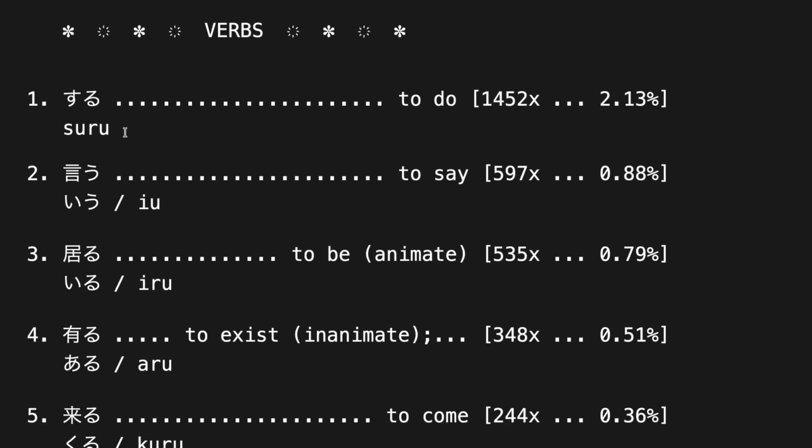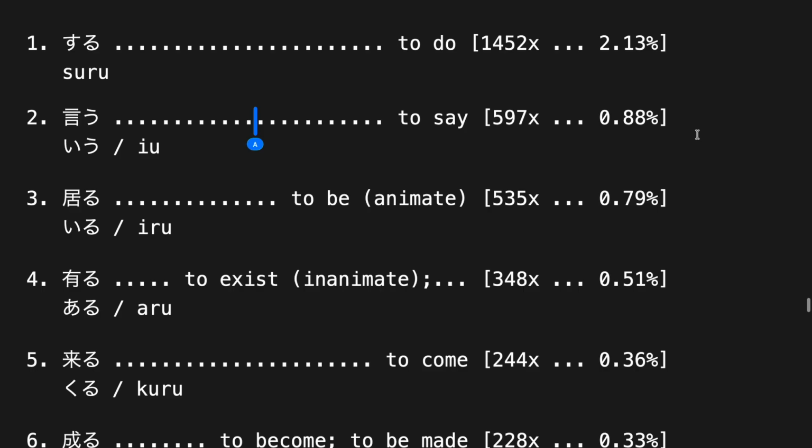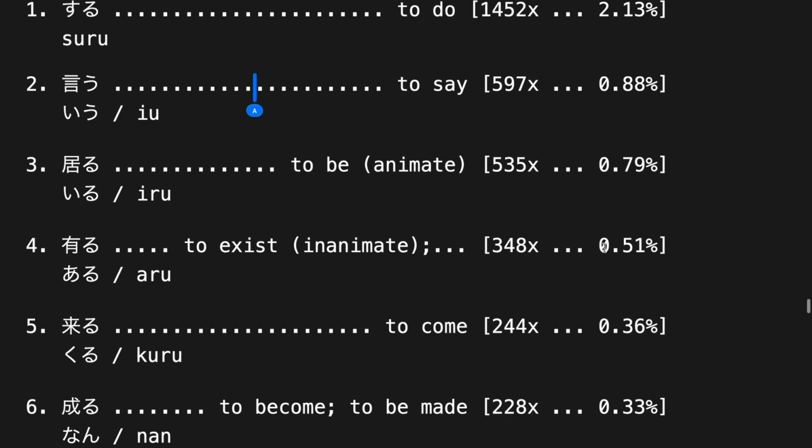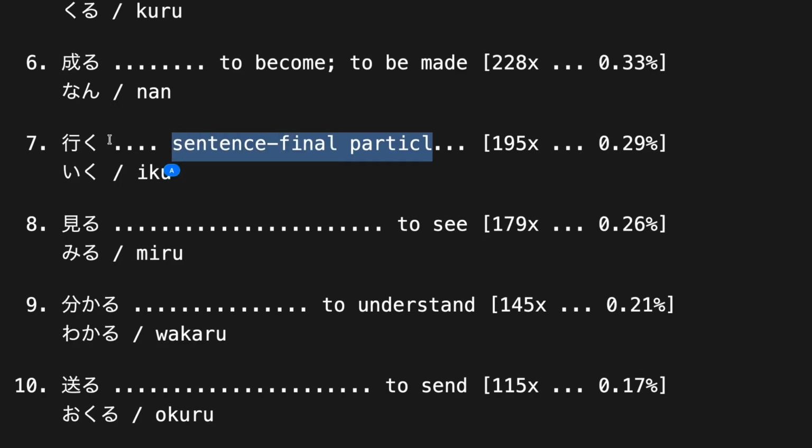Verbs. If you just learn one verb, suru, you understand 2% of everything they said in the whole show. That's just a huge jump. And this is almost 1,500 times, right? That's crazy. One word gets you to 2% understanding in the show. If you learn just 2 verbs right here, you've almost got 3%. Just learning some of these verbs will get you to a high percentage of understanding the show.